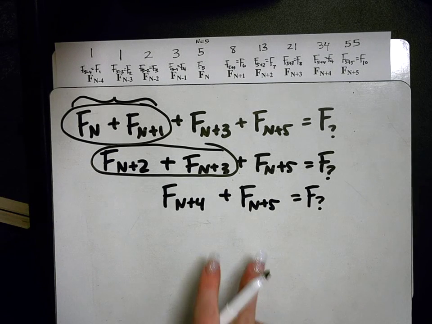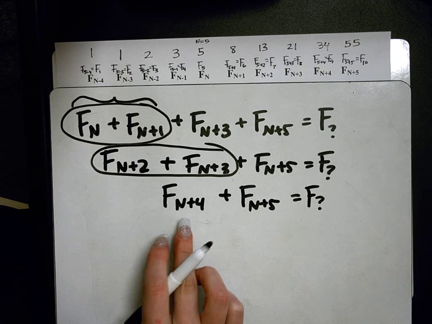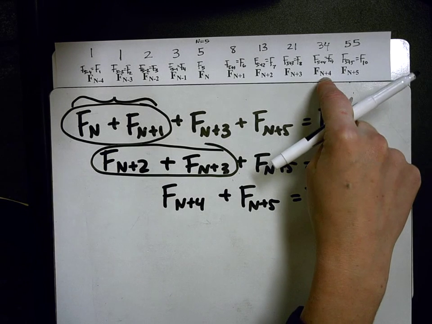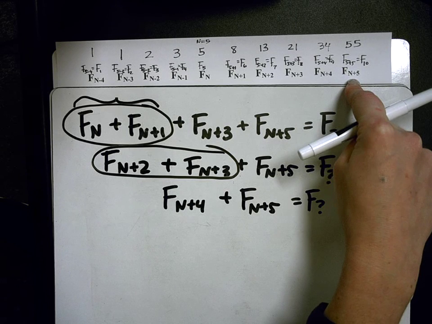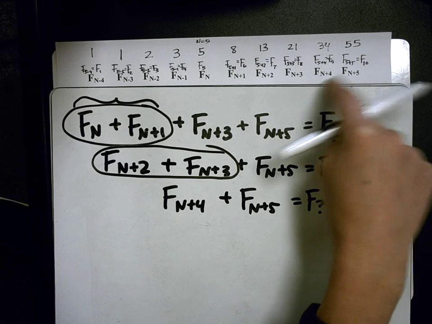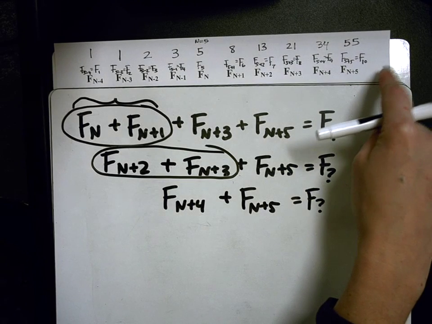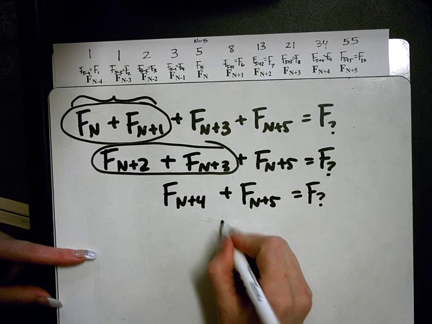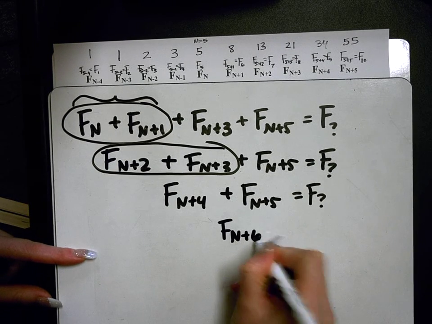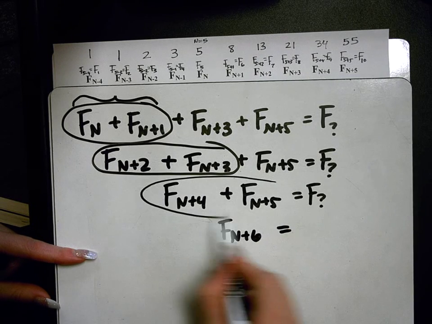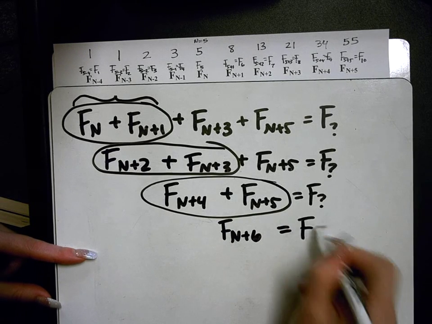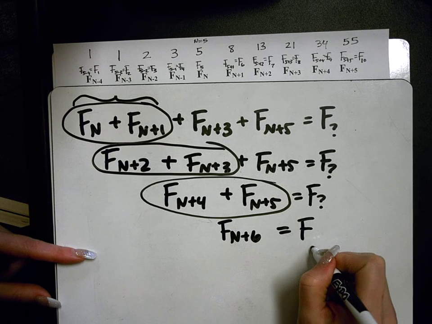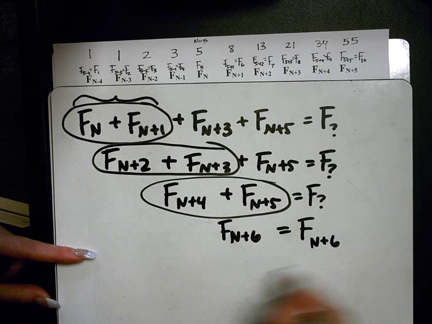And now I'm left with these two: f sub n plus 4 plus f sub n plus 5. What is f sub n plus 4 plus f sub n plus 5? When you add those two together, you get the next term in the sequence, which would be f sub n plus 6. That's what these two equal. So if you get a problem like this, what you'd put in here would be n plus 6. That would be the answer.